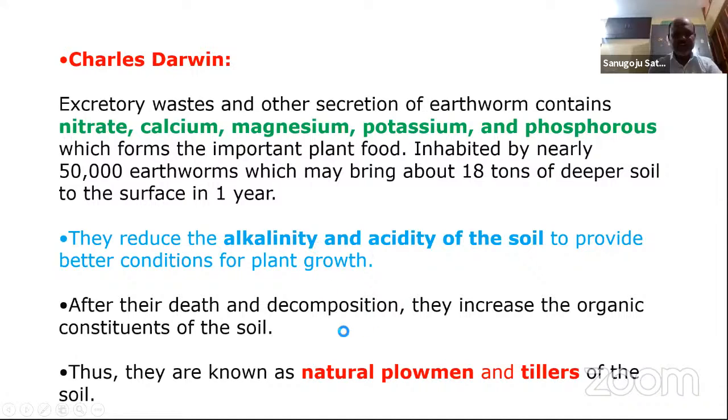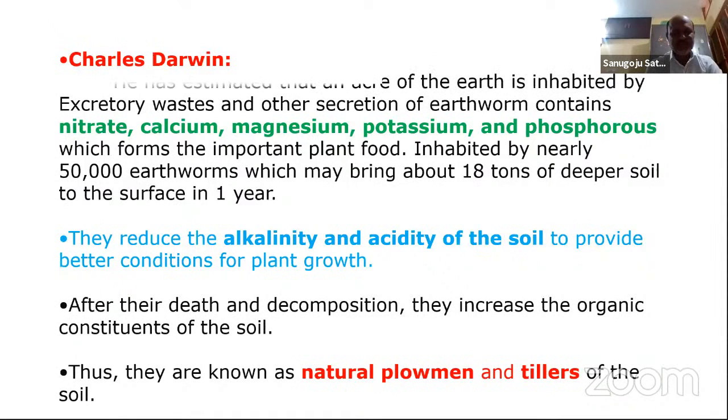And after death and decomposition, they increase the organic constituents of the soil. Thus, they are known as the natural ploughmen and tillers of the soil. Apart from being the farmer's friend, they are natural ploughmen, ploughing the soil easily. Tillage is nothing but ploughing the soil. That's why they are natural tillers, natural ploughmen, and farmer's friends. This is about Charles Darwin, who explained the economic importance.